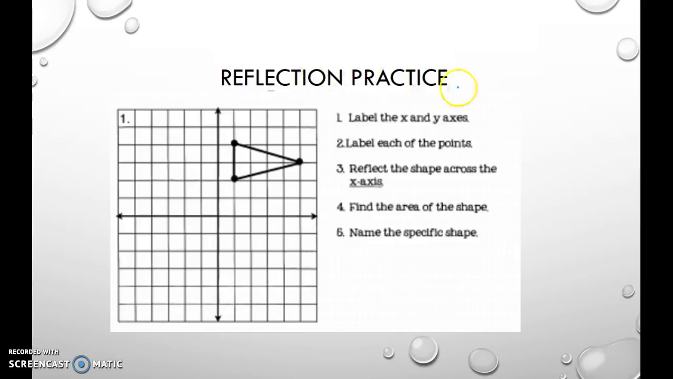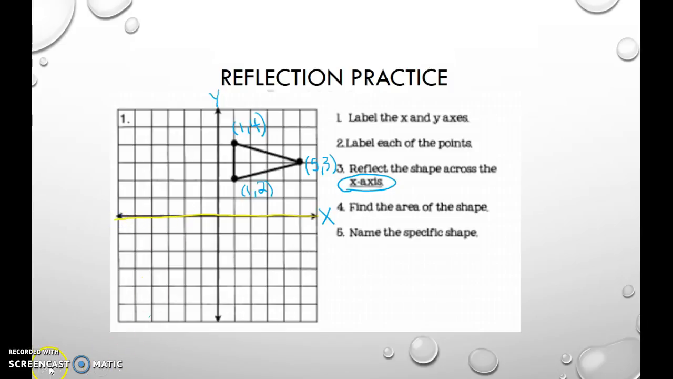All right, so first we have the directions to label the x and y axis. So of course we know this is our y and this is our x. All right, and it says to label each of the points, so we can go ahead and do that. This would be 1, 2. This would be 2, 3, 4, 5, 3. And this would then be 1, 4. Now it's telling me I want to reflect the shape across the x-axis. So in this case, my line of reflection is going to be the x-axis.